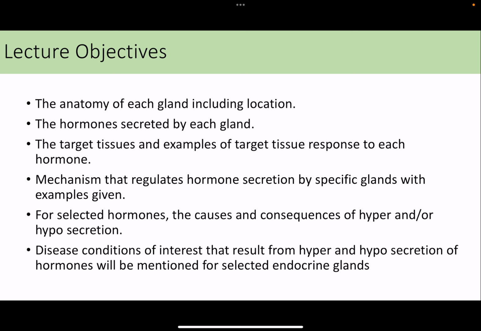Well, for selected hormones, we'll talk about the causes and consequences of either hyper or hyposecretion, and then diseases of interest that result from that hyper or hyposecretion of hormones, so too much or too little. We'll talk about those with very specific glands along the way.